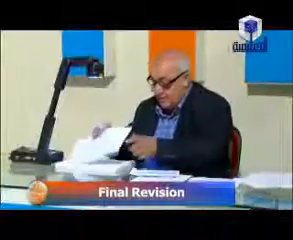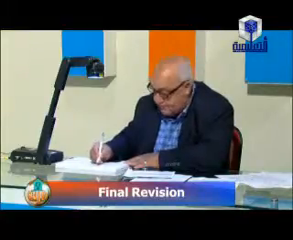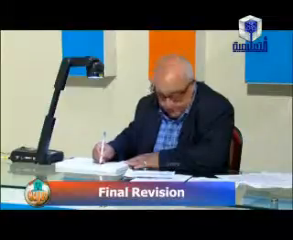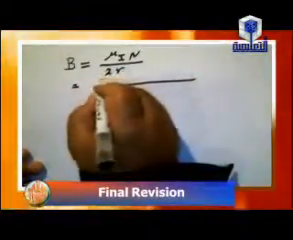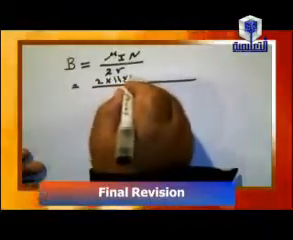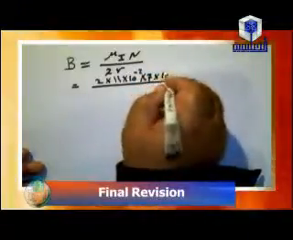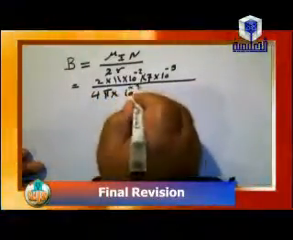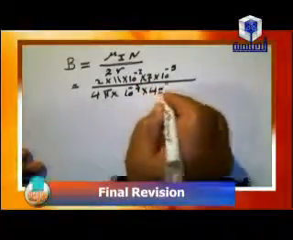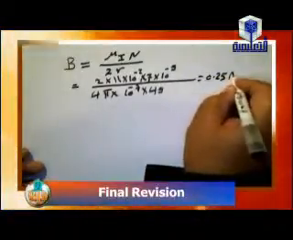The solution will be B, which is magnetic flux density, equals mu N I over 2R, which is equal to 2 times 11 times 10 power negative 2 times 7 times 10 power negative 5 over 4 pi times 10 power negative 7 times 49, which is equal to 0.25 ampere. This is the current intensity.